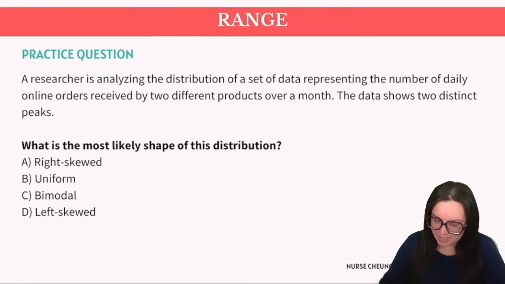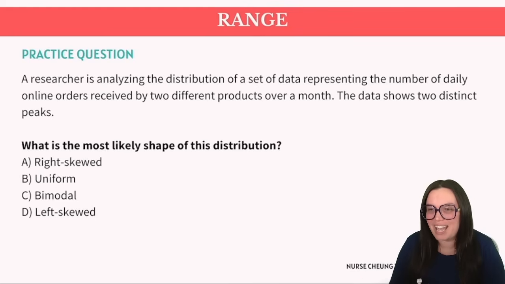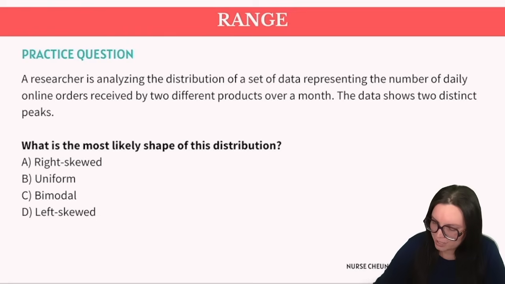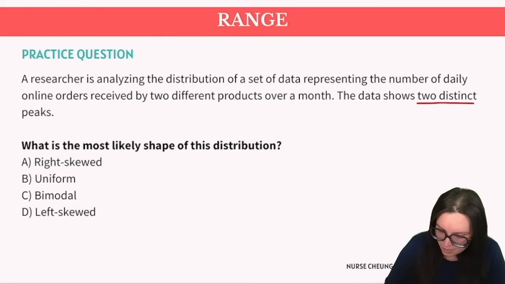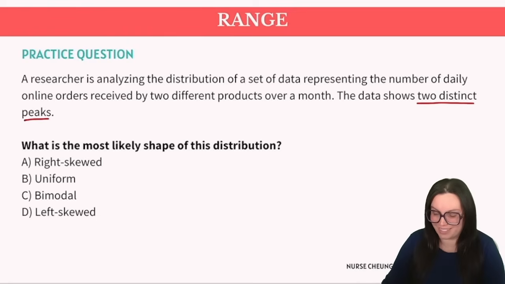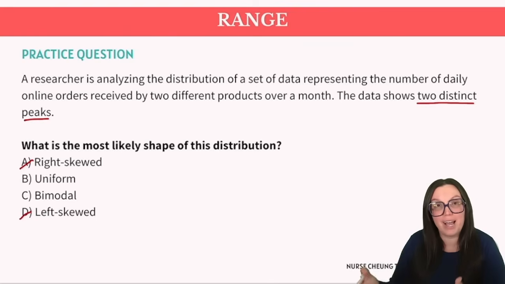Let's take a look at our practice question. A researcher is analyzing the distribution of a data set representing a number of daily online orders received by two different products over a month. The data shows two distinct peaks. So that is going to be our keyword here in our practice question. What is most likely the shape of our distribution? Well, we can automatically eliminate right and left skewed, as we know we only really have one peak. So we're only left with uniform and bimodal.